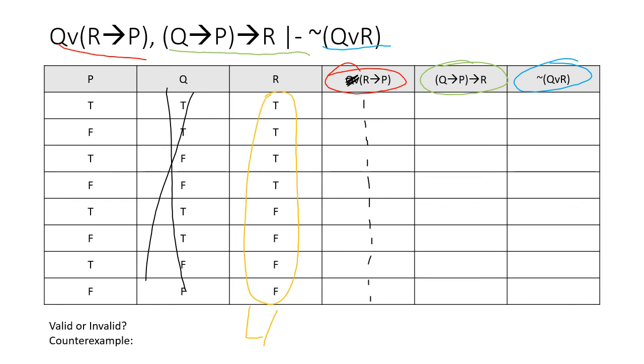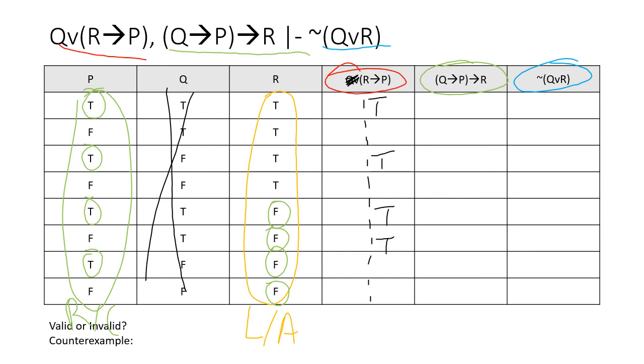This is going to be my left side, or my antecedent, and this is going to be my right side, my consequent this time, just by looking at what we've got here. R is on the left side, P is on the right side. So an arrow is true wherever the left side is false or the right side is true. So in all of these instances, it's going to be true. Only here in 2 and 4 will it be false.